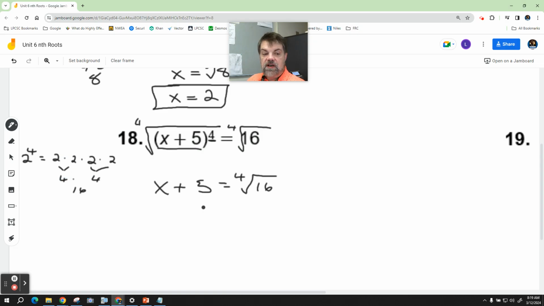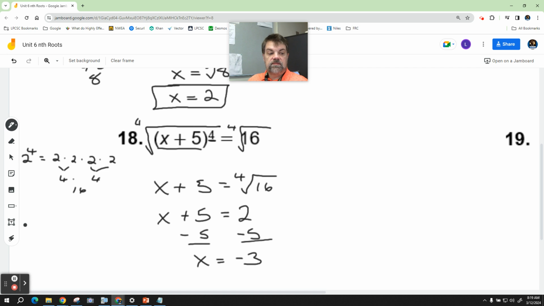So, on the next line, I've got x plus 5 is equal to 2. Easy peasy. What do I do to move the 5 now? Subtract. Whatever I do on one side, I have to do on the other. I get x equals -3.